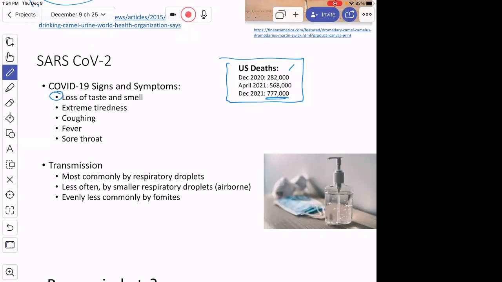Transmission, again, mostly respiratory droplets, can be airborne, can be further than 6 feet, more rarely can be spread by fomites, but we don't think that's very common. So early in the pandemic, they were saying, leave your groceries in the garage for a few days before you bring them in the house. No, not necessary. It's not commonly going to be spread that way. So that's not something that we would need to do.